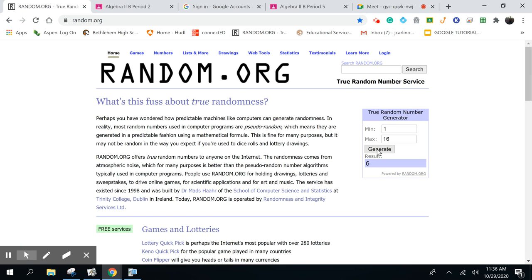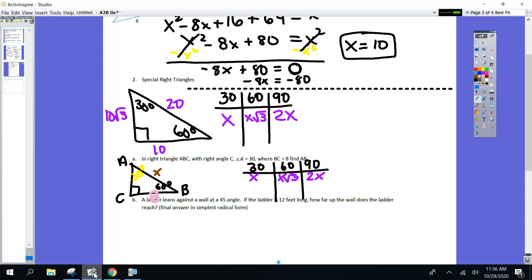Go ahead, Mason. What angle is the 8 across from? Angle A. Which is how many degrees? 30. It's across from the 30-degree angle. Does everyone see that? 8 is across from the 30-degree angle, which is right here in my chart. So I'm going to put an 8 right underneath the 30.